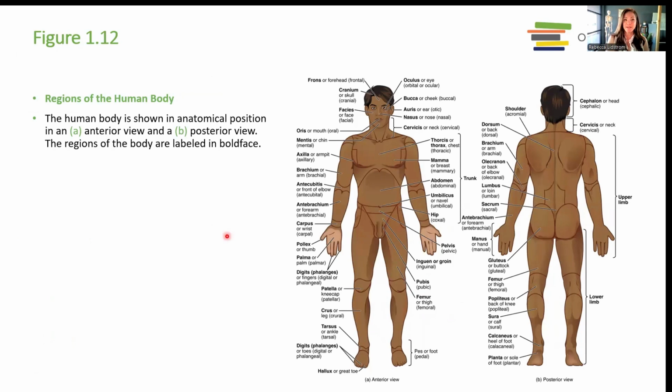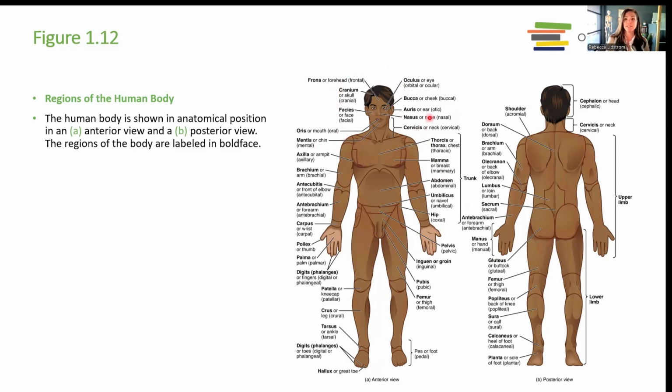So let me share my screen. So here we can see the different regions of the human body. Again, I know it looks overwhelming, but you can do this. In fact, you may know more than you think that you do. So we have two pictures. We have an anterior view and a posterior view of a model in anatomical position. That means face facing straight forward, palms facing towards the anterior, and toes in a neutral position facing forward. So this is anatomical position, and this is an anterior view, and this is a posterior view.